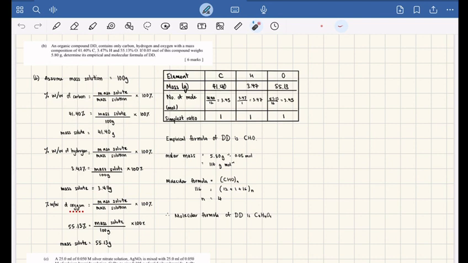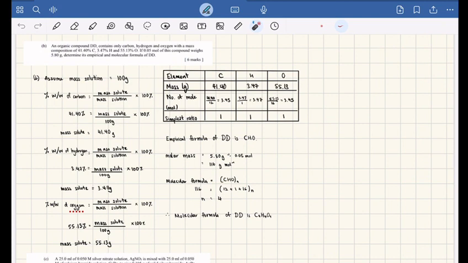Okay, so first for carbon, you would have to sub in the percentage 41.40%. You sub mass of solution as 100 grams, and you have to times it all with 100%. So the mass of solute will equal 41.40 grams. The same thing for hydrogen and oxygen, except the percentage is changed, and so you'll get 3.47 grams for hydrogen and 55.13 grams for oxygen.